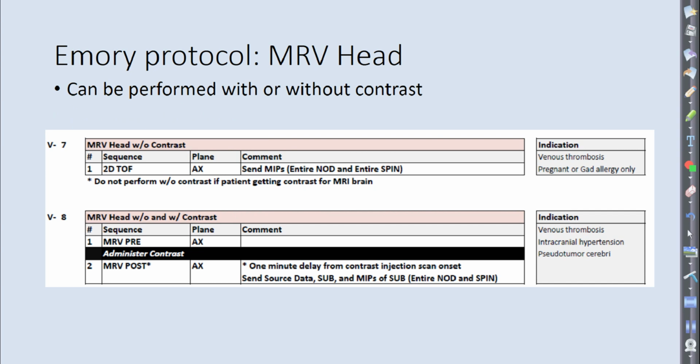MRV, once again, it's just one pulse sequence. Typically a pretty long one, like 4 or 5 minutes, sometimes even longer. So here is your MRA specific protocol, B7. And then you could do one with and without contrast if you needed.